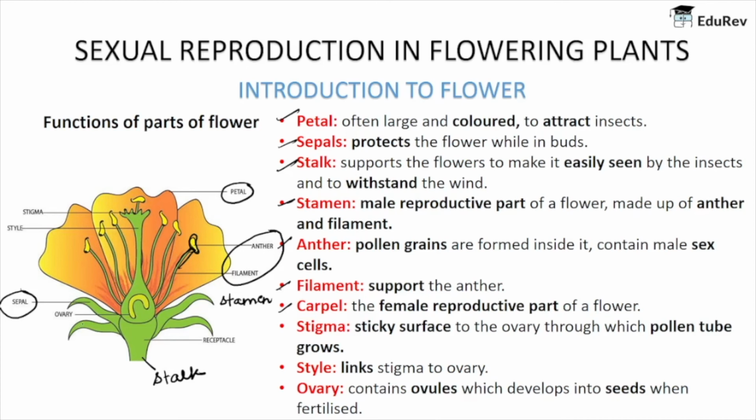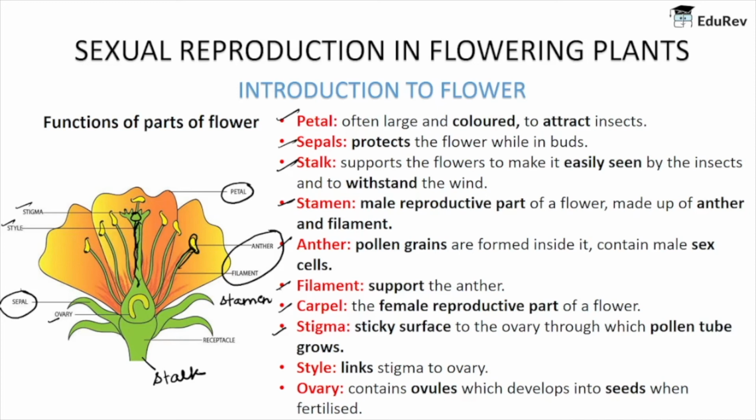Now, carpel is the female reproductive part of a flower, first of all, and it contains stigma, style, and ovary. These three make the carpel. Now, coming to the stigma first. Stigma is the topmost part of the carpel, which is sticky in nature, as we have discussed, through which the pollen tube grows. What happens is, when the pollen grain falls on it, it protrudes a tube-like structure which goes straight into the ovary.